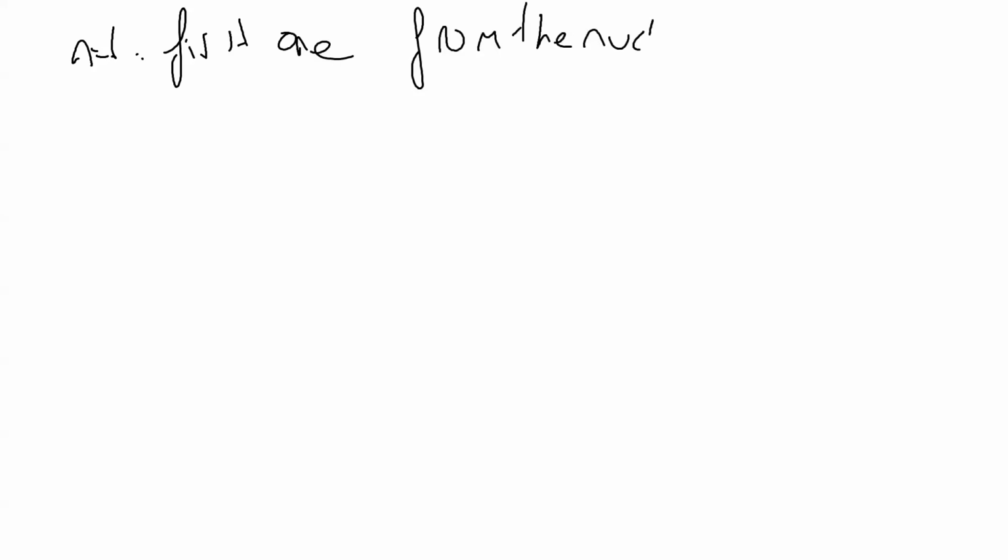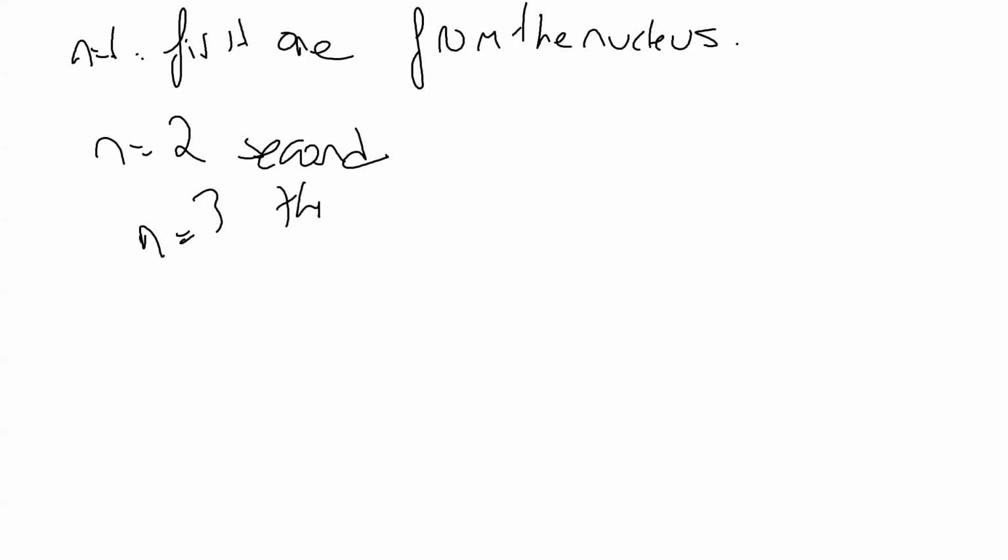Okay, so let's say n equals 1, since we said n equals 1, n equals 2, n equals 3, going up to infinity. So let's say n equals 1: first one from the nucleus. If n equals 2, second from the nucleus, n equals 3, it will be the third from the nucleus, and we continue and so on.